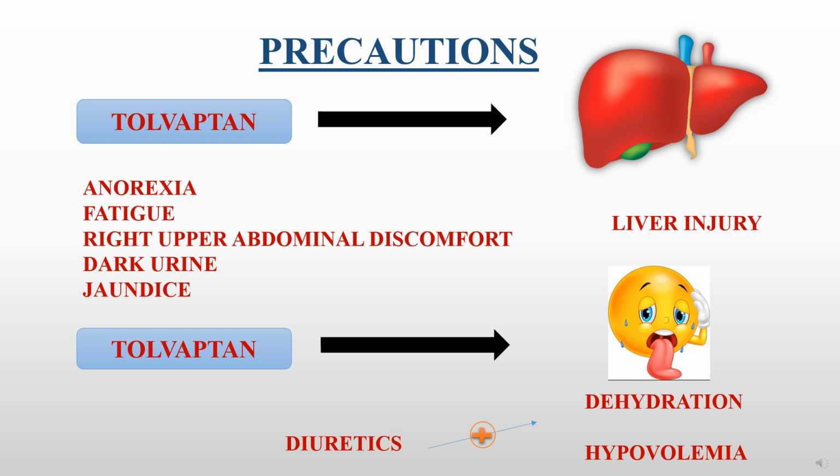Since this drug is going to increase urination, it can cause dehydration and hypovolemia. So if the patient already has these conditions, then care should be taken. Similarly, if patients use diuretics like loop diuretics such as furosemide, it can further increase the dehydration and hypovolemia.